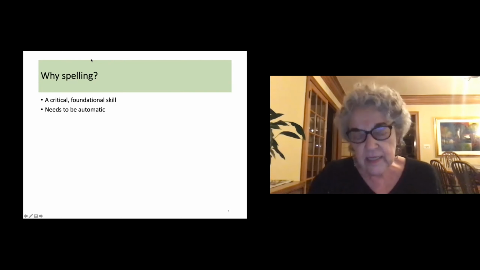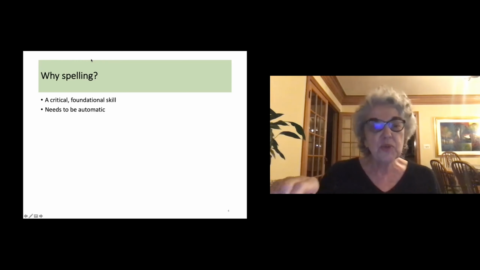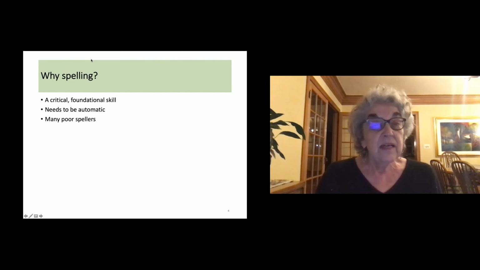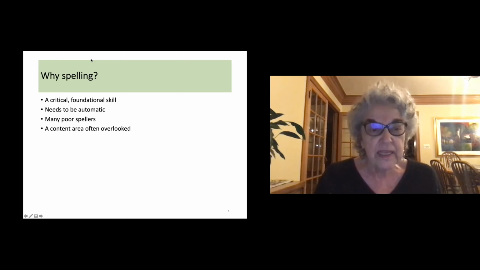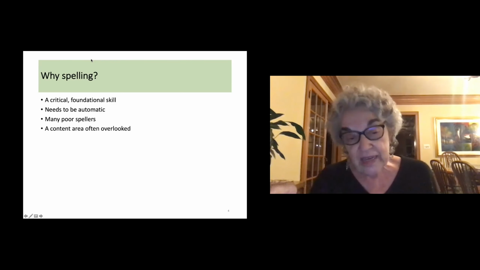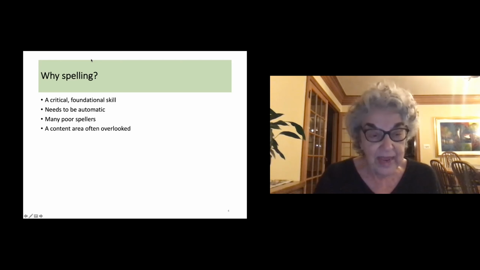Handwriting needs to be automatic, spelling needs to be automatic, knowledge about punctuation needs to be automatic. So let us give time to something that is often overlooked, but we have many poor spellers. Even our teachers in middle school and high school will tell you, please spend some time on spelling. It's the content area that seems to be overlooked, maybe because in the Common Core it was given one line, spells at grade level. Well, it should have been given much more time than that.